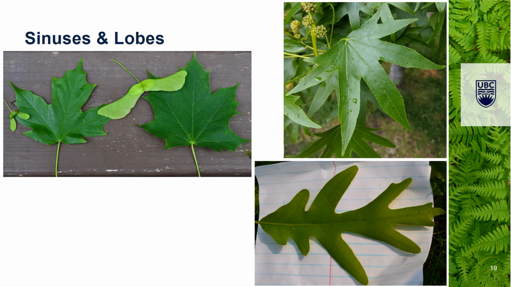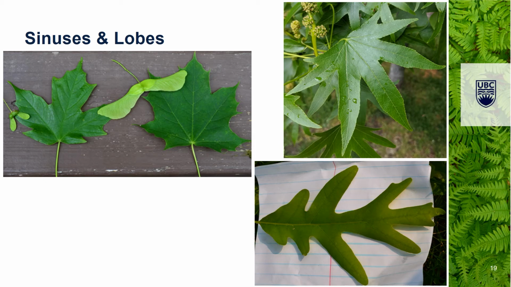In the image on the left, we have a sugar maple and a Norway maple. The sugar maple leaf has deep sinuses with 3 to 5 well-defined lobes. The Norway maple leaf has shallow sinuses with 5 to 7 well-defined lobes.